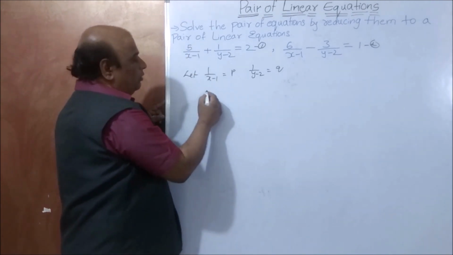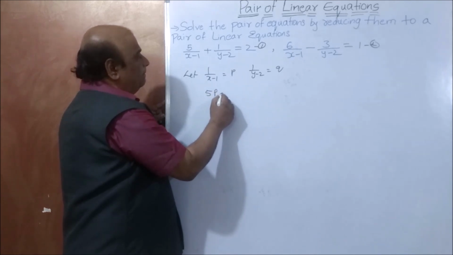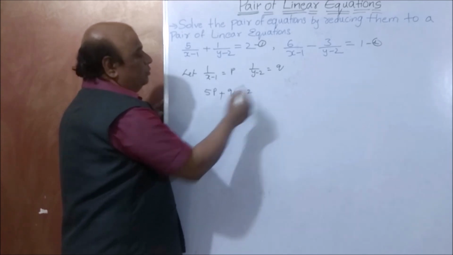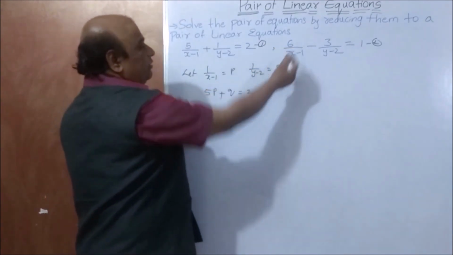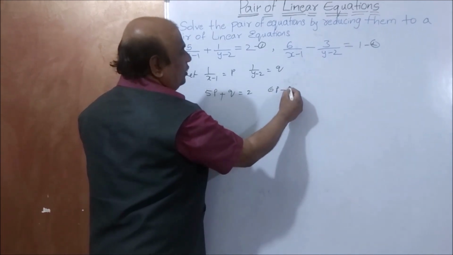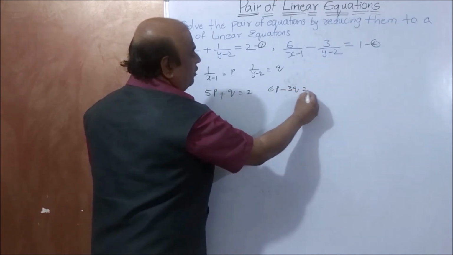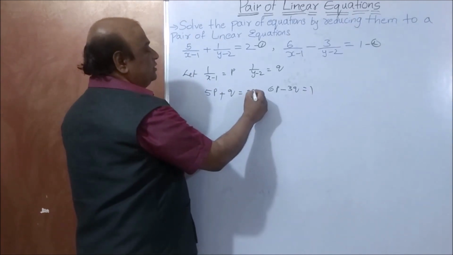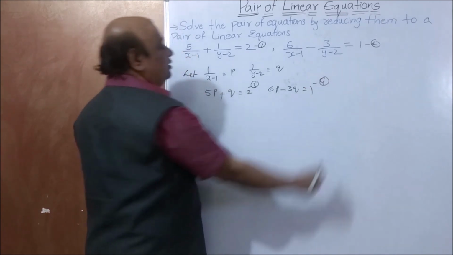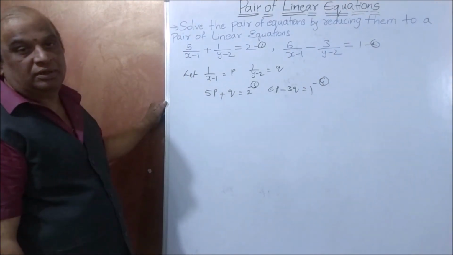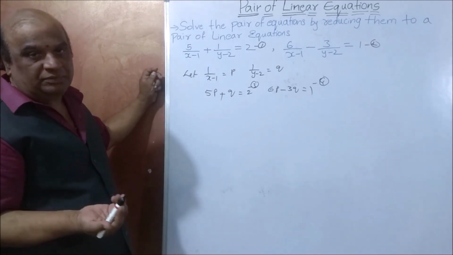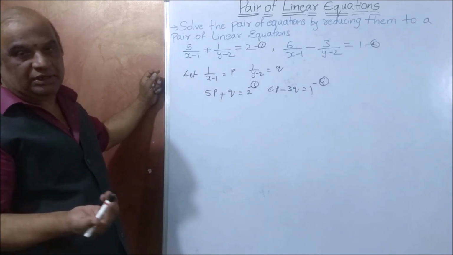Here this is 5p plus q is equal to 2. What about this equation? 6p minus 3q is equal to 1. So this is equation 3, it is equation 4. Now we have to solve these equations in a method. I am doing this in the substitution method.